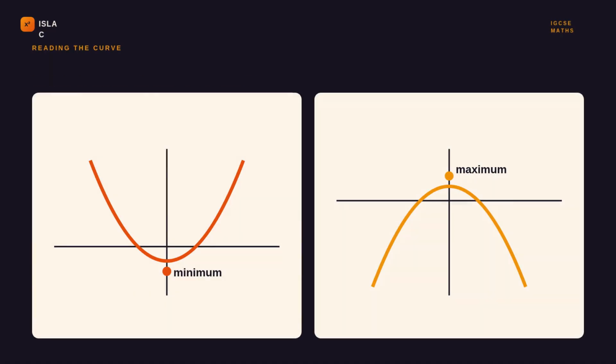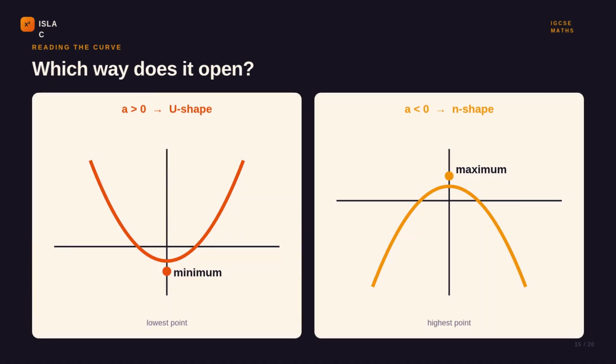The sign of a decides which way the parabola opens. If a is positive, the curve is a U-shape with a lowest point, a minimum. If a is negative, it's flipped into an N shape with a highest point, a maximum. Either way, the roots are wherever the curve meets the x-axis. Sketching the right orientation helps you check your answers make sense.